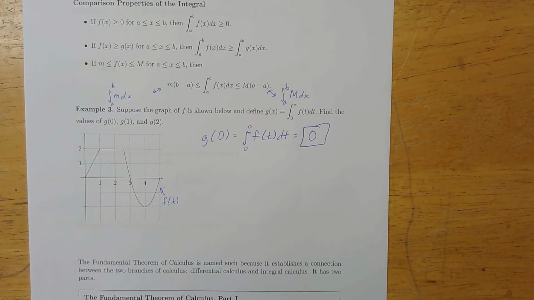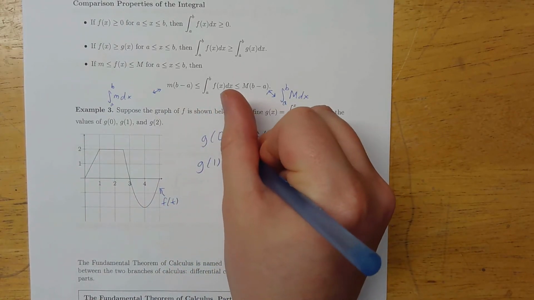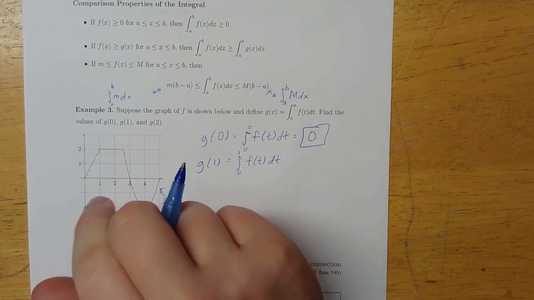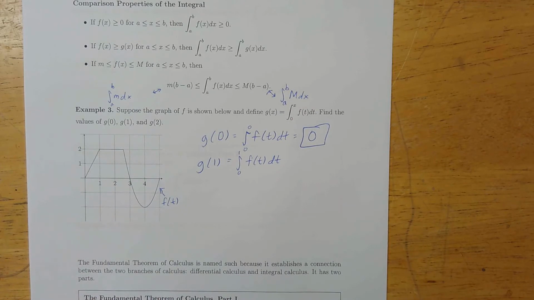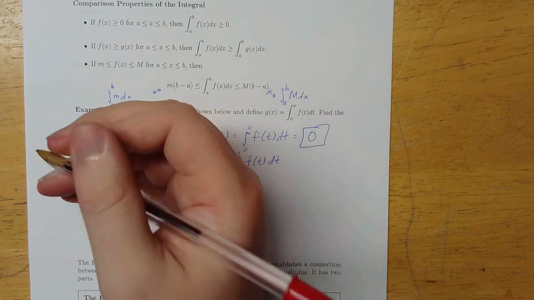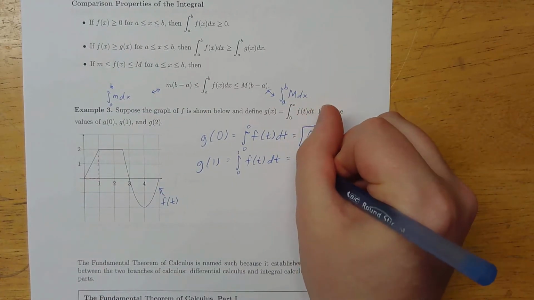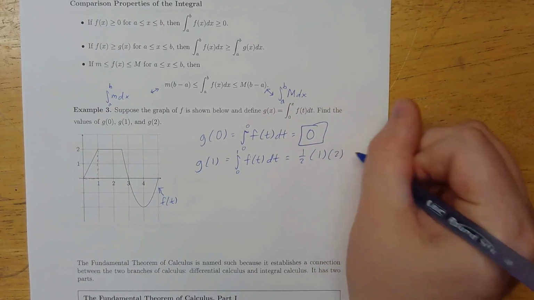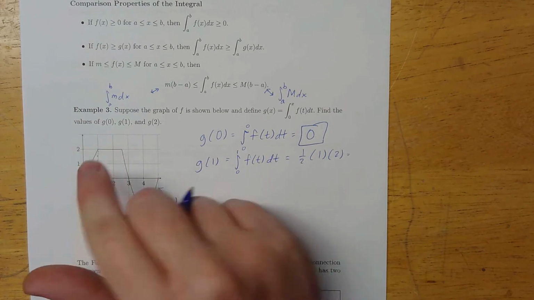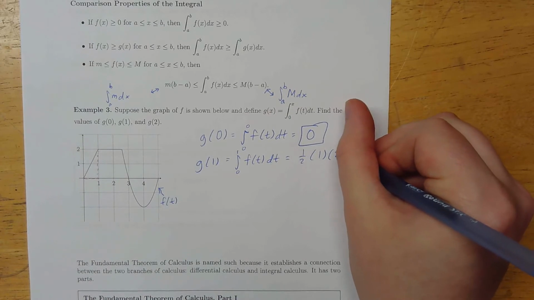Next will be us trying to find g of 1, which is the integral from 0 to 1 of f of t dt. And if we look at f of t here, if we go from 0 to 1, this first area here is just a triangle. So this will be equal to 1/2 times the base times the height, which will be base is 1, height is 2, and we'll end up getting 1 when we multiply all those together.